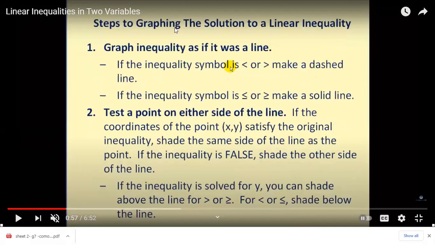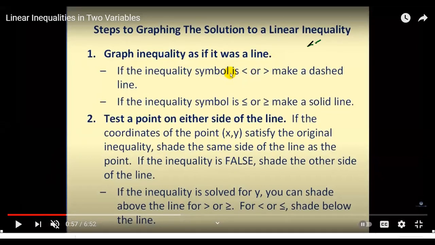Steps to graphing the solution of a linear inequality. Number one, graph the inequality as if it were a line. If the inequality symbol is less than or more than, make a dashed line. So take care about this point, please. If the sign is more than or less than, we represent the line by a dashed line, not a solid line. But if the inequality symbol is less than or equal or more than or equal, it will be a solid line.